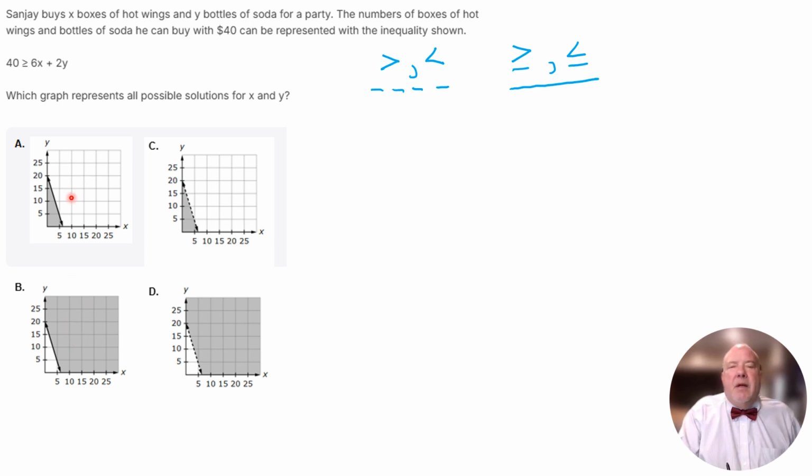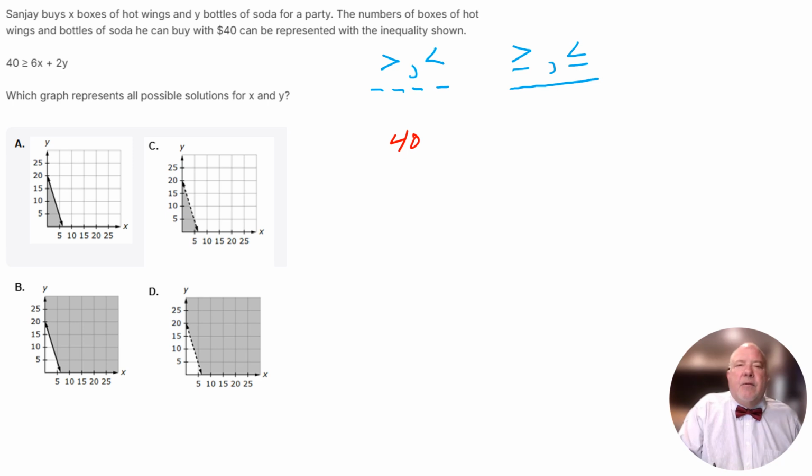So now the shading. So here's the easiest way to check the shading. You either shade on this side of the line or on that side of the line. So what you want to do is pick a point somewhere on the graph and plug it in to this inequality and see if it works or not. If the point you pick works, then that's the side that you shade. If it doesn't work, you shade the other side. So what I suggest to do is pick an easy point, and the easiest point on these graphs would be the point 0, 0.